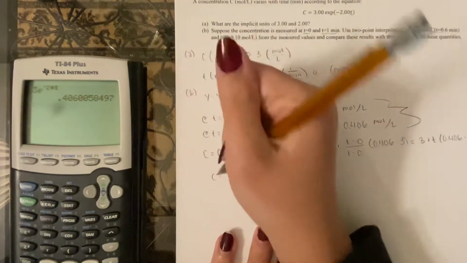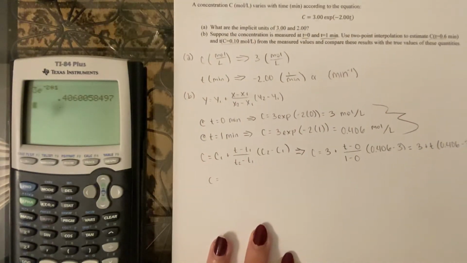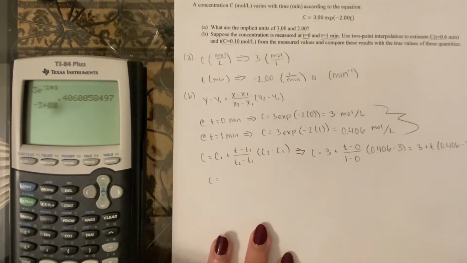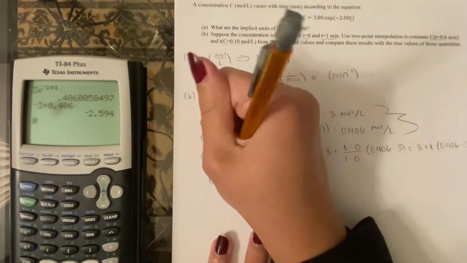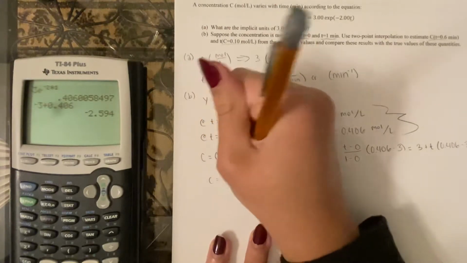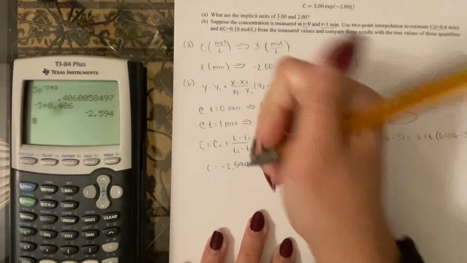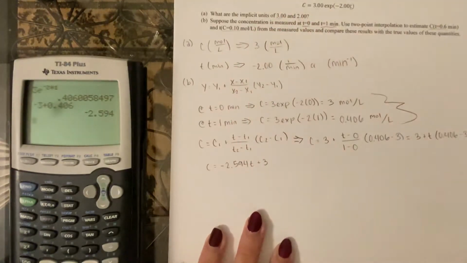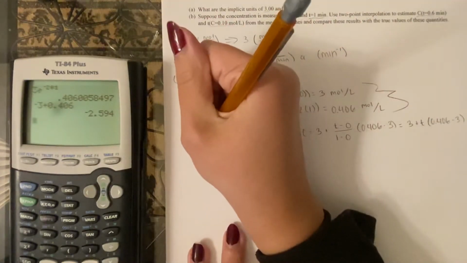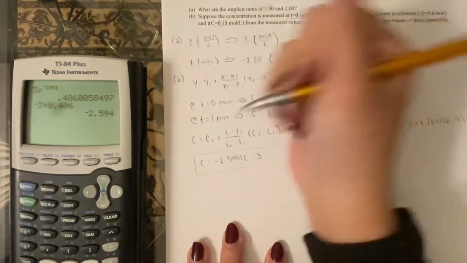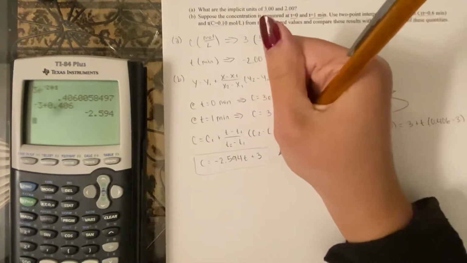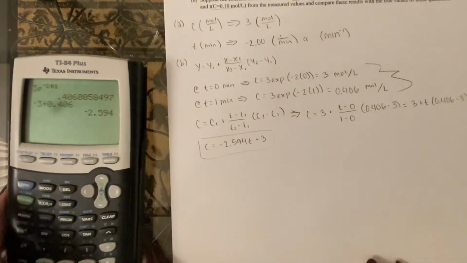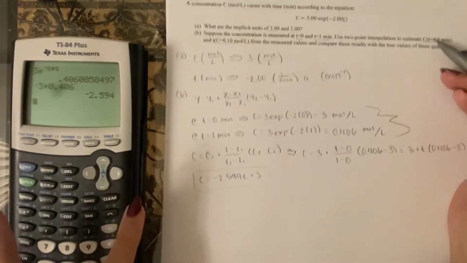C equals 0.406 minus 3. So C is equal to negative 2.594 T plus 3. And this is our equation that we are going to be using to estimate these values up here.